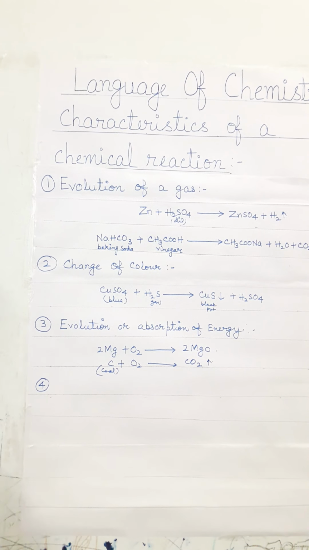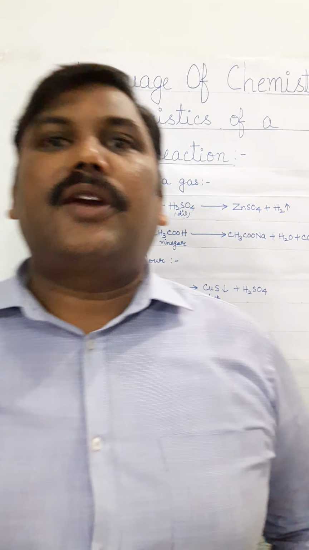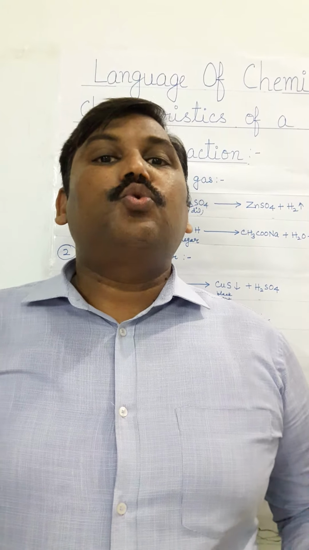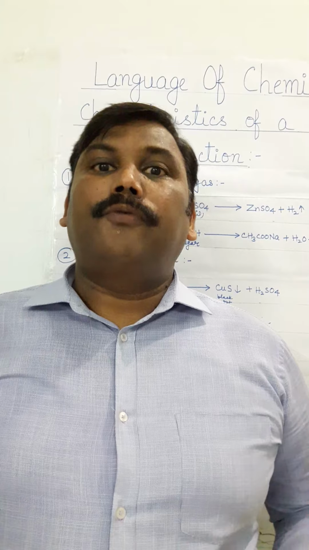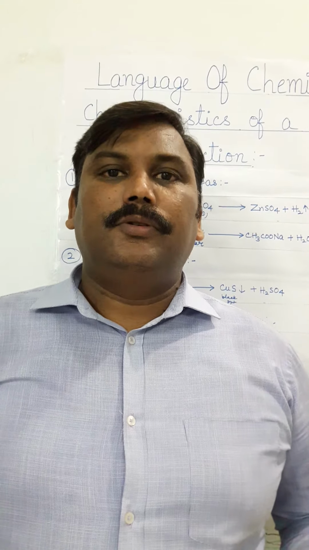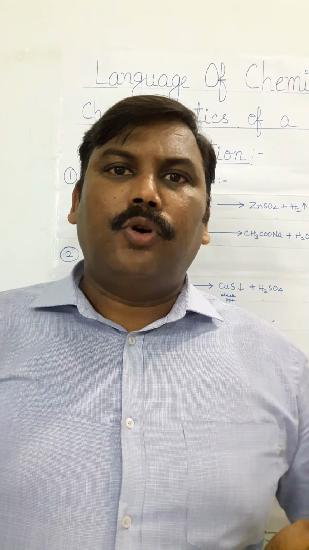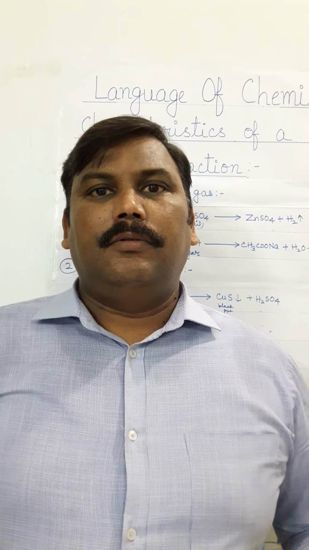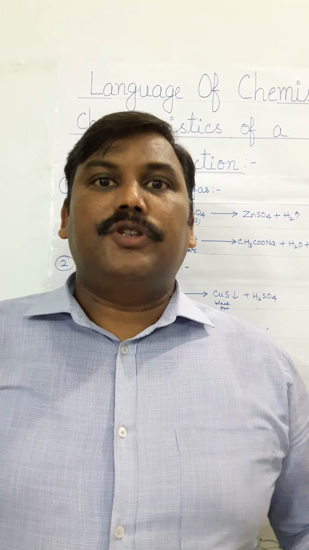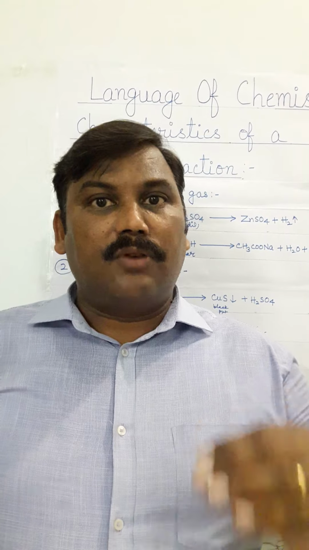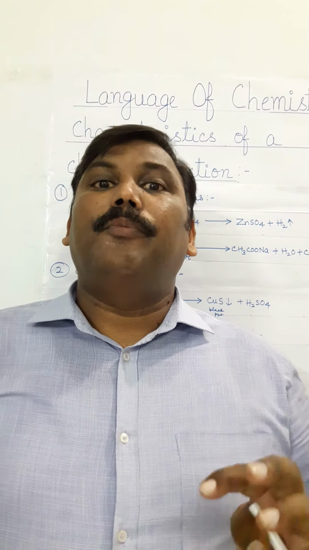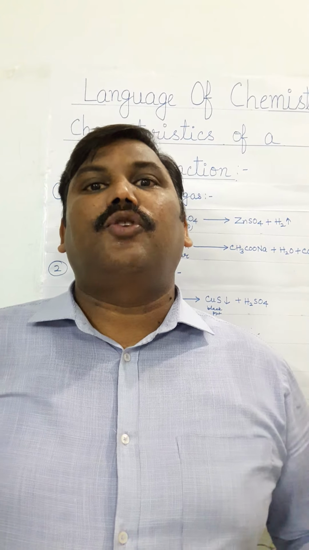Now the fourth characteristic of a chemical reaction is formation of a precipitate. When two clear solutions of two different compounds are mixed and an insoluble salt is formed, which slowly settles down at the bottom of a vessel, this insoluble salt is called a precipitate. And formation of precipitate is another characteristic of a chemical reaction.